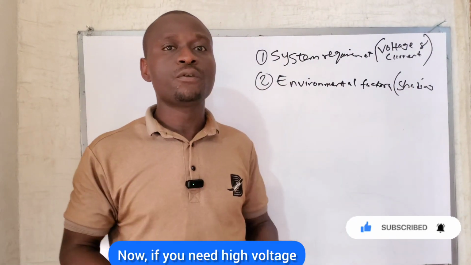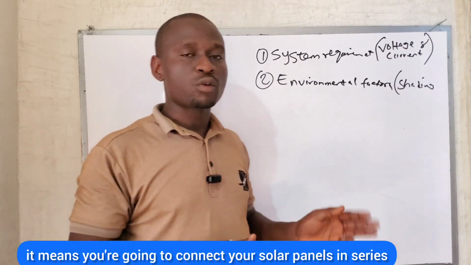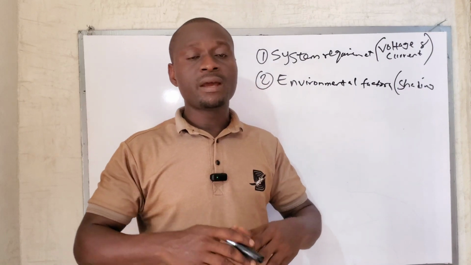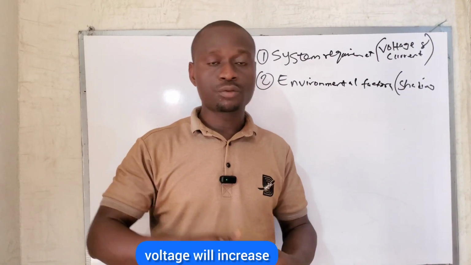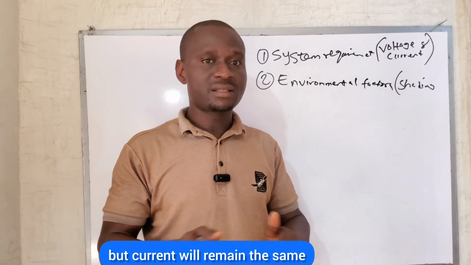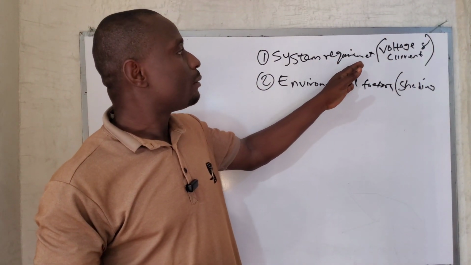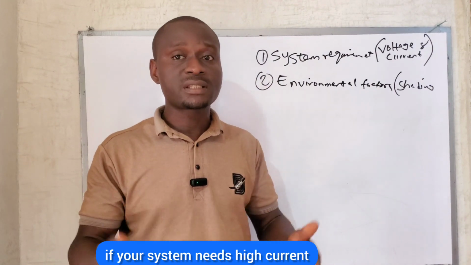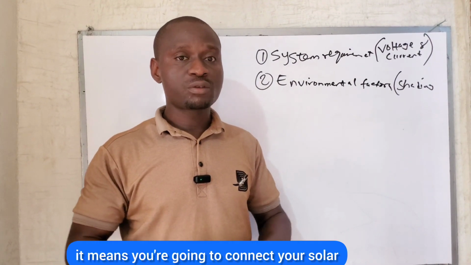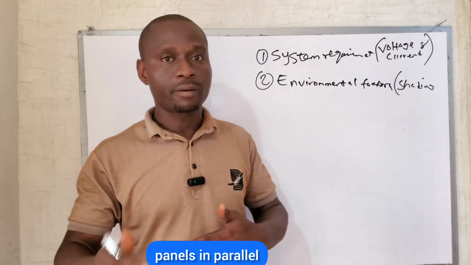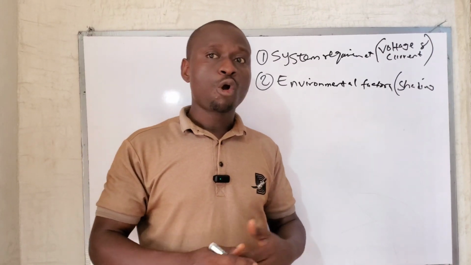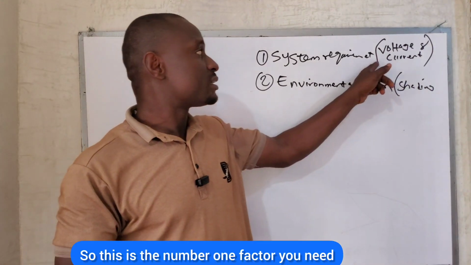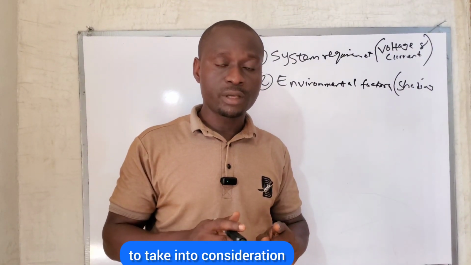Now, if you need high voltage, it means you're going to connect your solar panels in series, because in series connection, voltage will double. That is, voltage will increase, but current will remain the same. For parallel connection, if your system needs high current, it means you're going to connect your solar panels in parallel, because in parallel connection, current will increase, but voltage will stay the same. So this is the number one factor you need to take into consideration.